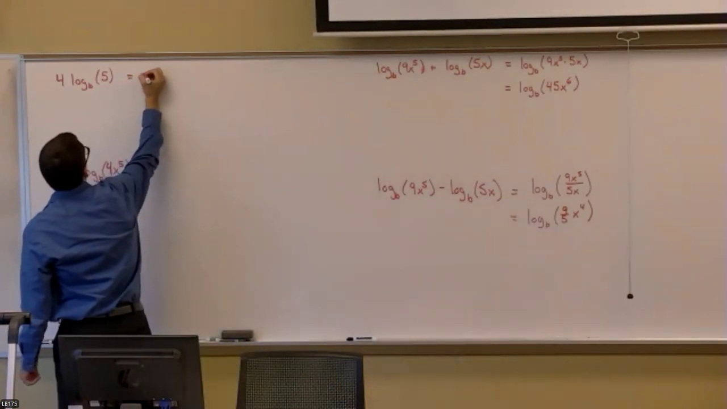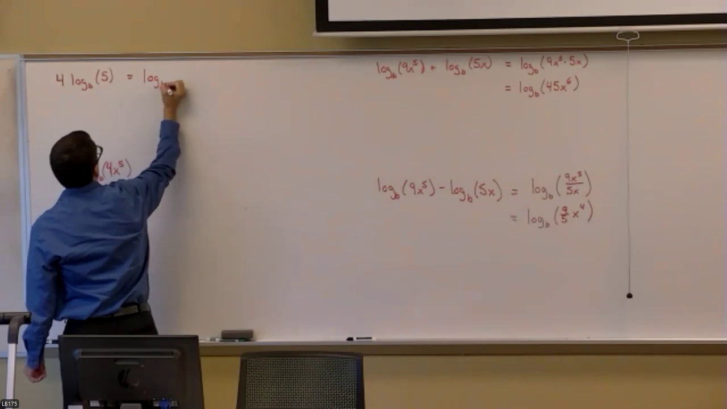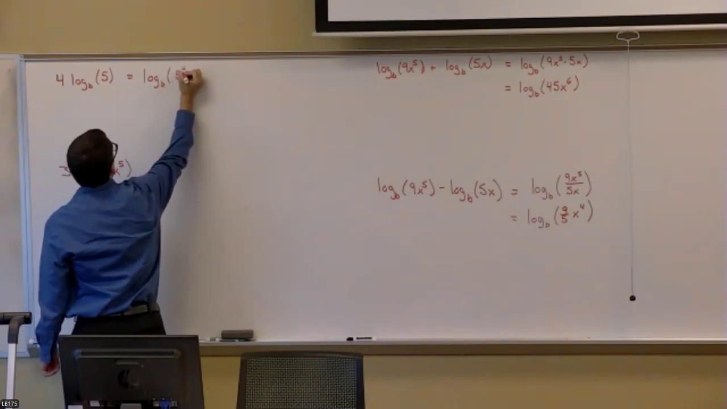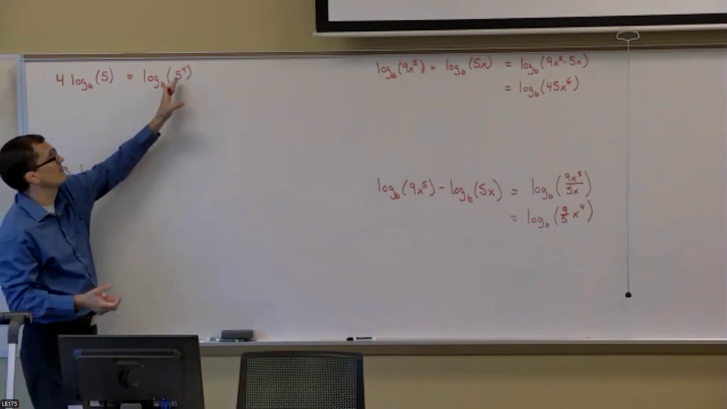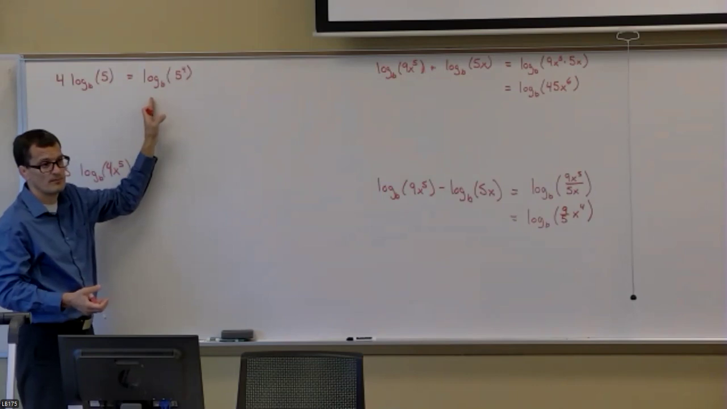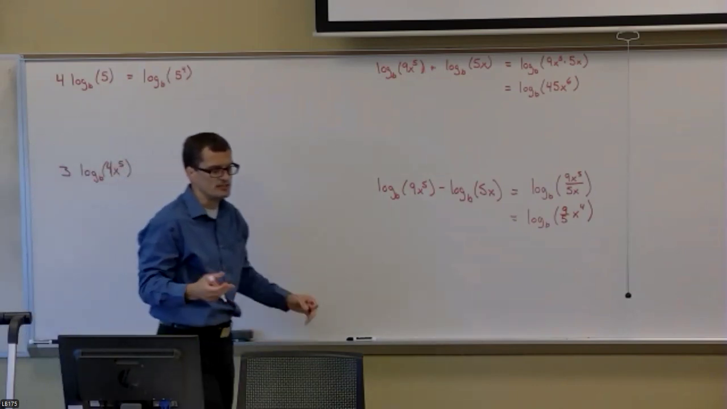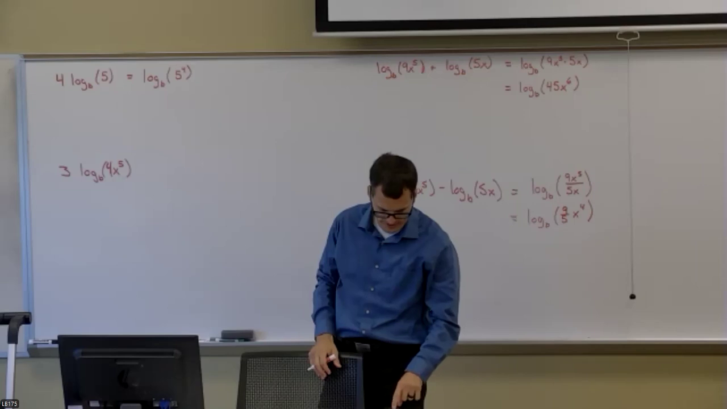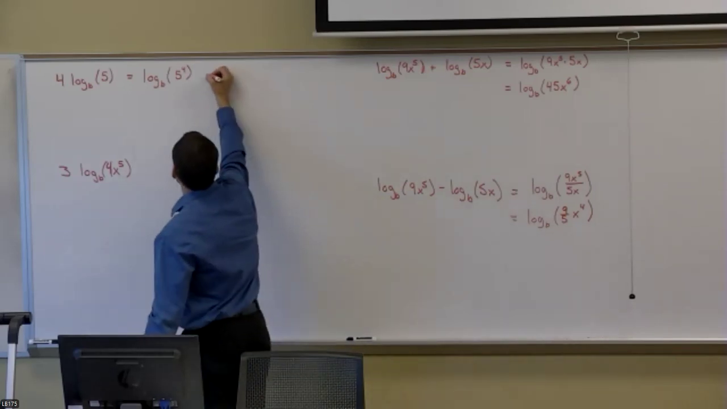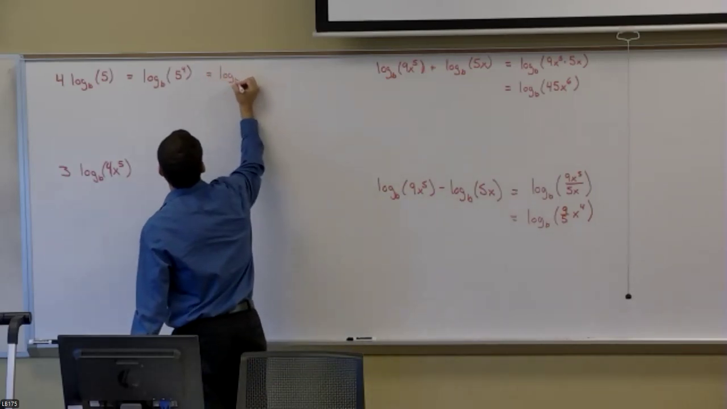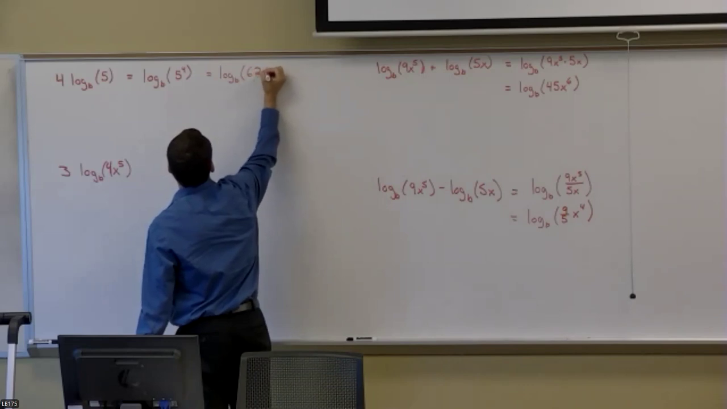So this is applying the power rule in reverse. I know based on the power rule that if I have 5 to the 4th inside the argument of the logarithm, I can bring the 4 out front. So if I have a 4 out front, I can rewrite this as 5 to the 4th. Then you just type that on your calculator, 5 to the 4th power, and that's 625. So that is log base b of 625.